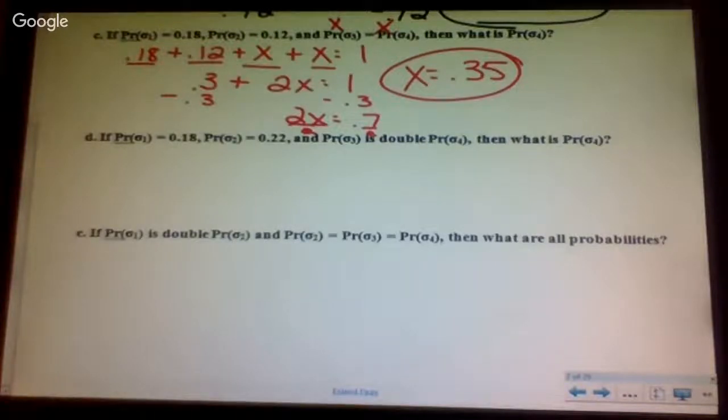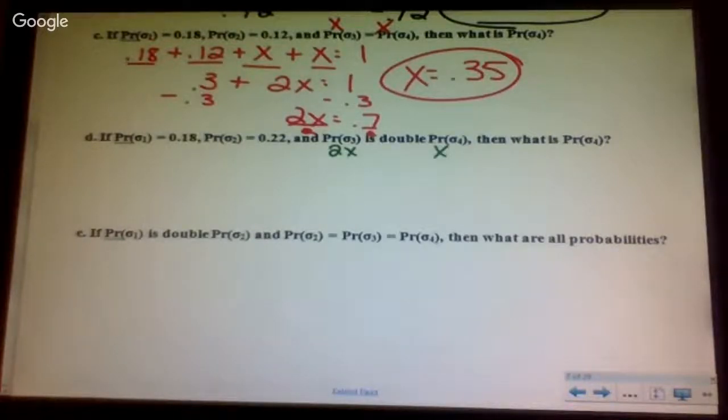Probability of 1 is 0.18. Probability of 2 is 0.22. Probability of 3 is double the probability of 4. Not x squared, 2x. Which one's 2x? 3 is double what 4 is.